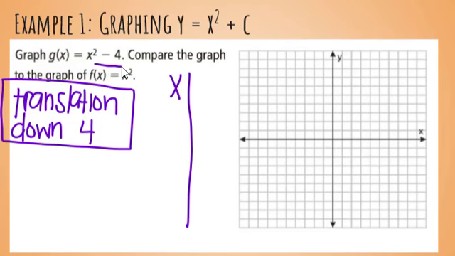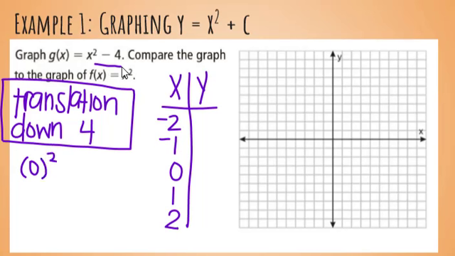And again, we're still going to use the points -2, -1, 0, 1, and 2. And this time, when we plug in 0, we're still going to be able to get our vertex, but our vertex isn't going to be at 0, 0 because of this translation. So when we plug in 0, we have 0 squared minus 4. 0 squared is 0. 0 minus 4 is going to give us -4. So our vertex now is at 0, -4.